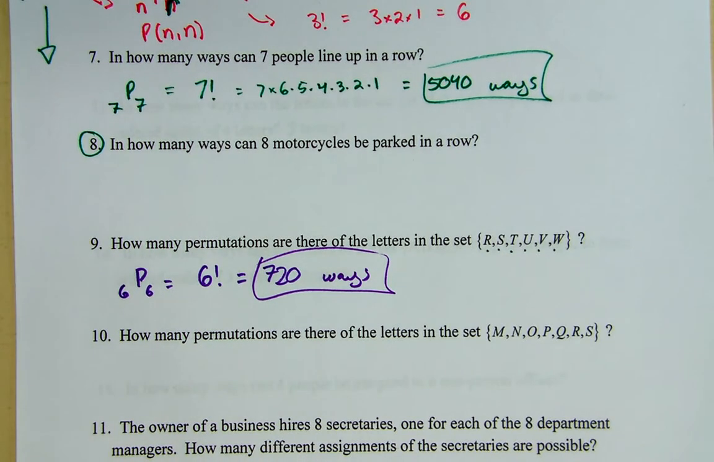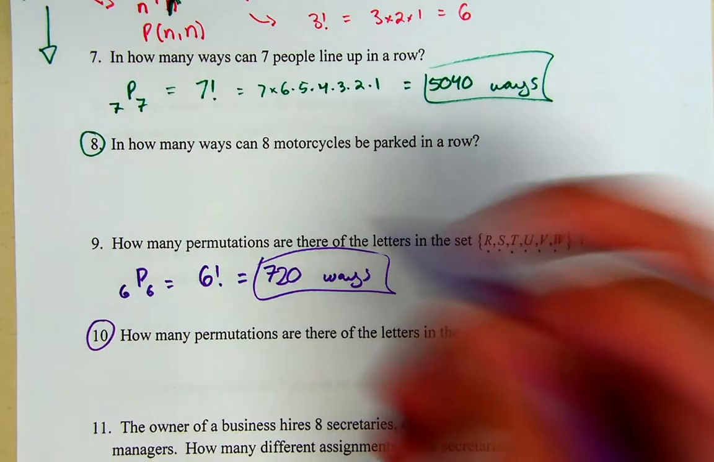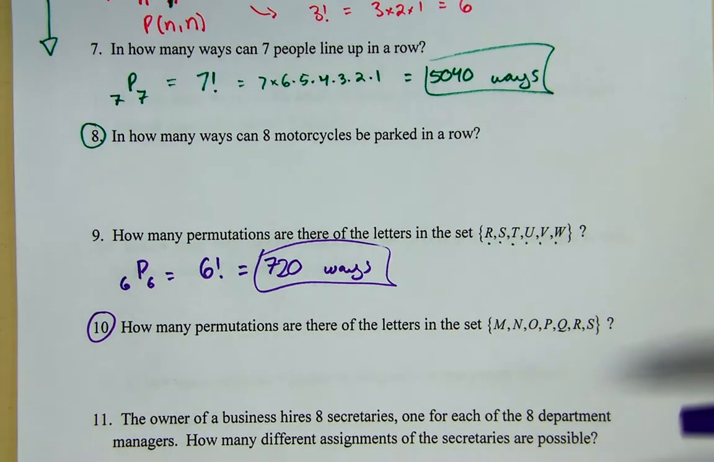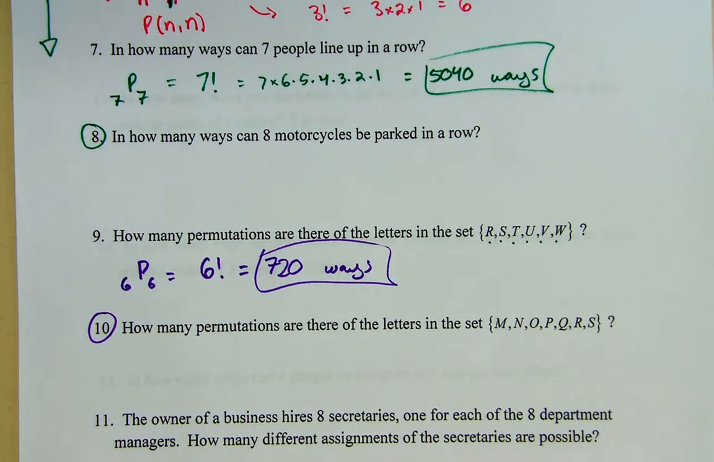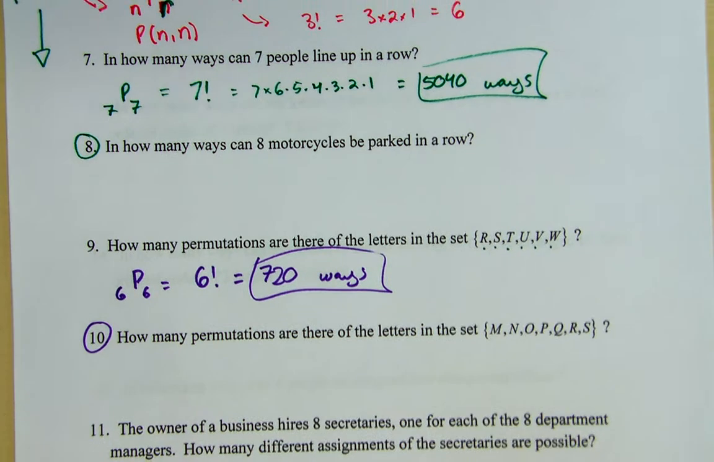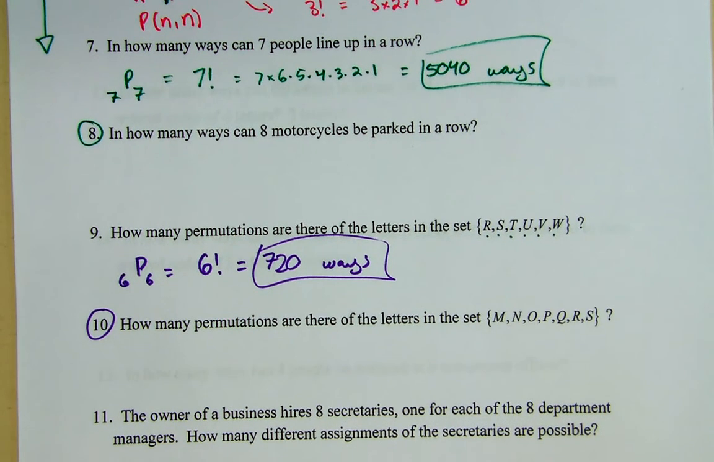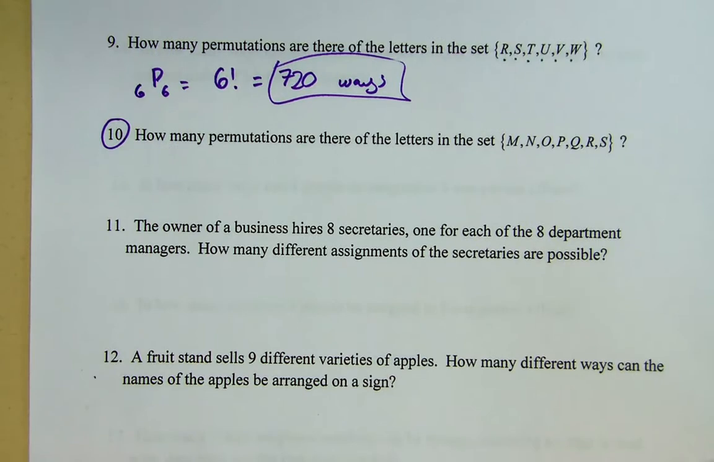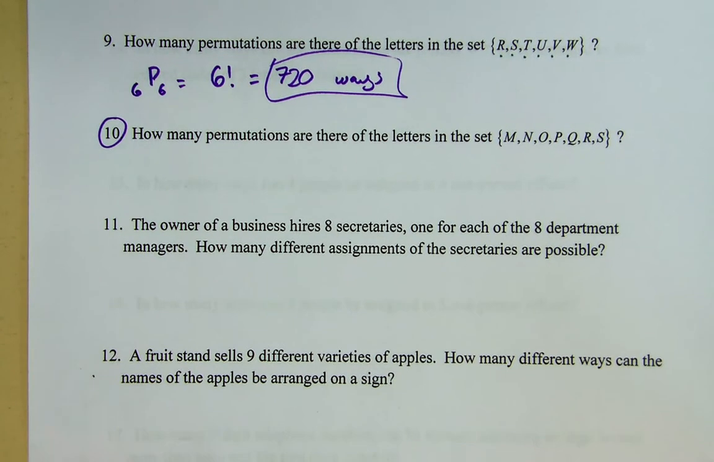Alright, and again, number 10 will be your U-try problem. Alright, so moving on here. The owner of a business hires 8 secretaries, 1 for each of the 8 department managers. How many different assignments are there? So 8 secretaries, 8 departments. We're doing 8P8.